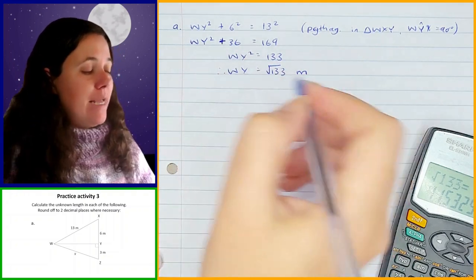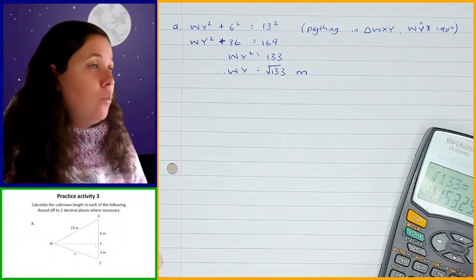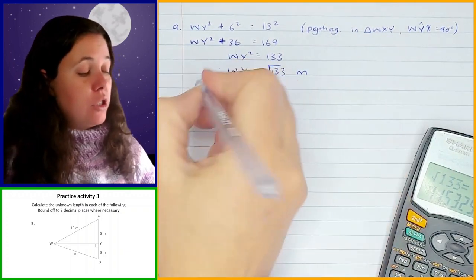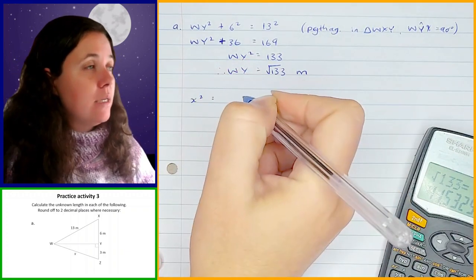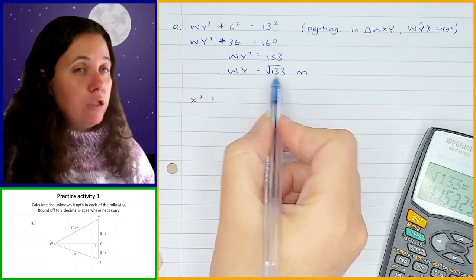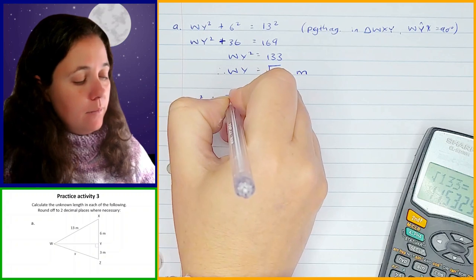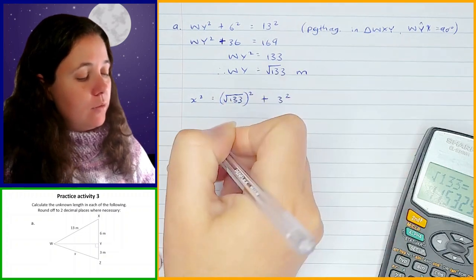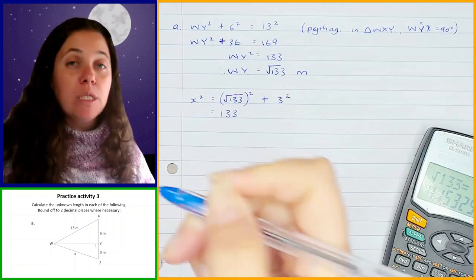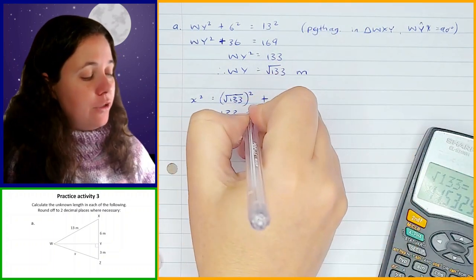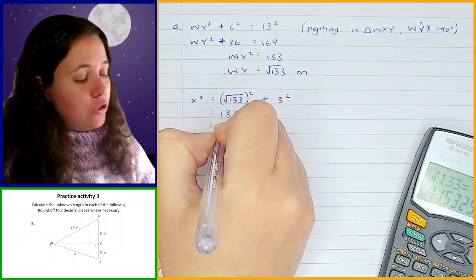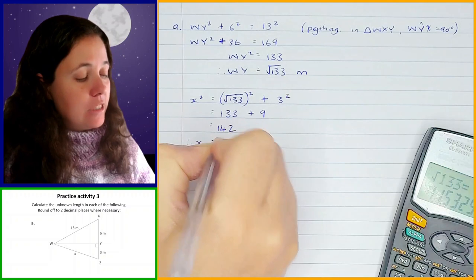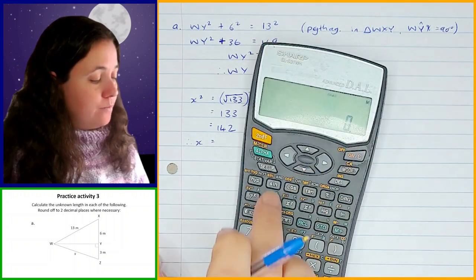Next, I'm going to go and work out x. Now, triangle WYZ is a right-angled triangle, and x is the hypotenuse. So it's going to be x squared, the hypotenuse squared, equals WY squared, which we worked out over here, which is the square root of 133, squared, plus 3 squared. Okay, so that's going to be 133, because when we square a square root, they cancel. So it's 133 plus 9. That gives us 142. So x squared is 142. So now x is going to be the square root of 142.